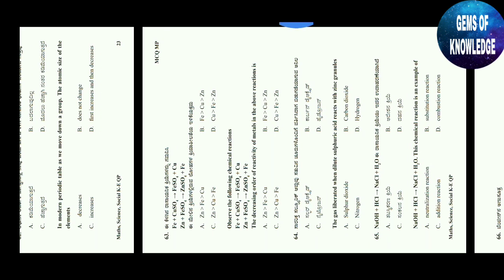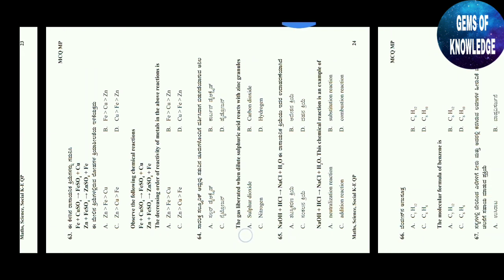So here the correct option will be A1. Basically zinc has higher reactivity than Fe, then Fe is more reactive than copper. So the first option will be correct, that is Zn is greater than Fe, which is greater than Cu.